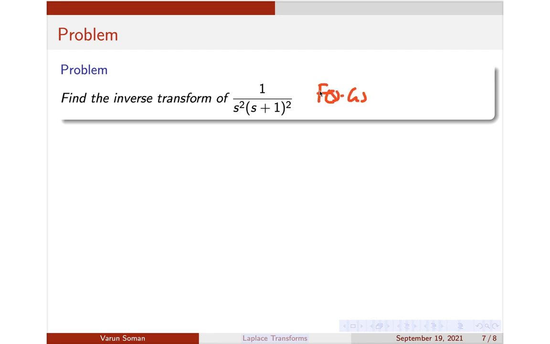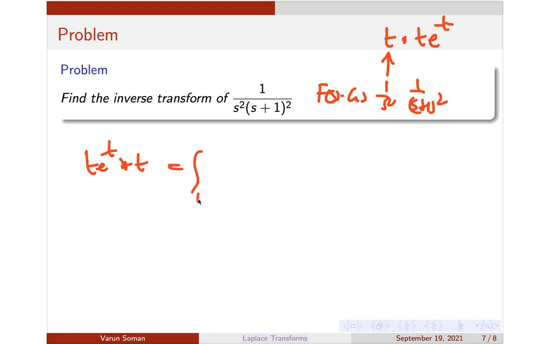Your f of s is 1 by s square, so it is 1 by s square into 1 by s plus 1 whole square. Inverse transform of 1 by s square is t. Inverse transform of 1 by s plus 1 square is again t into e raised to minus t by shifting theorem. So it is t star t e raised to minus t. I think it will be easier if you just take t e raised to minus t star t, so for substitution it would be easier.